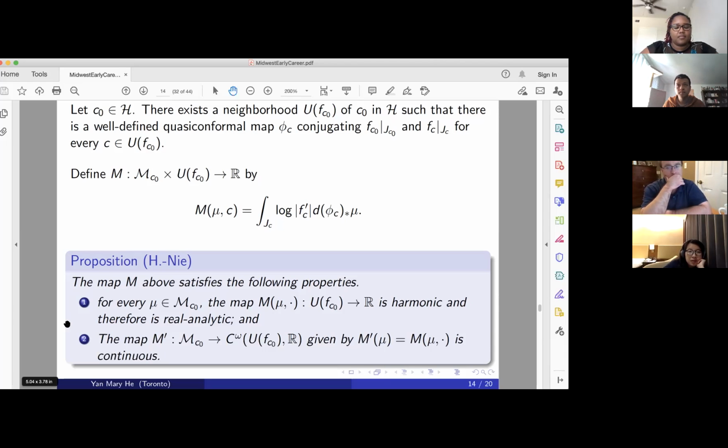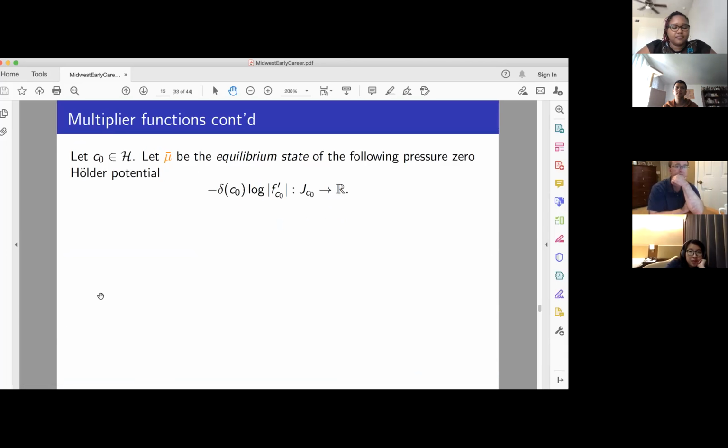So the induced map M prime is continuous with respect to the C star topology and the real analytic topology on the real analytic maps. Right. So now we want to consider a particular measure for the function we defined.